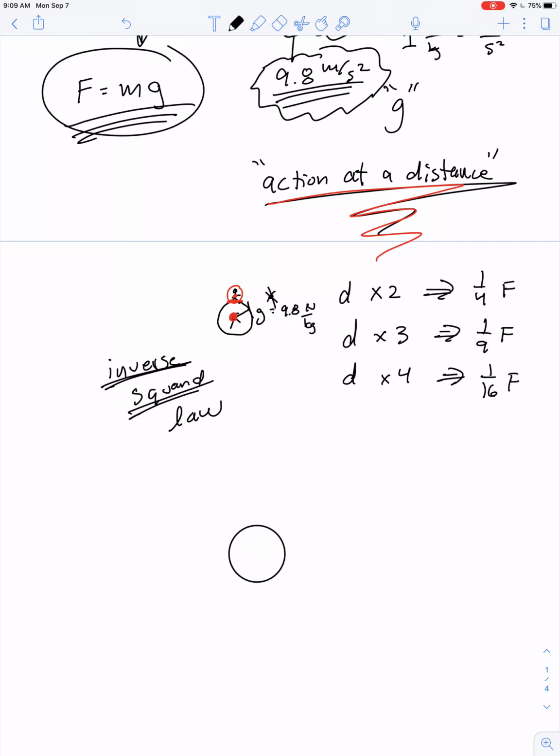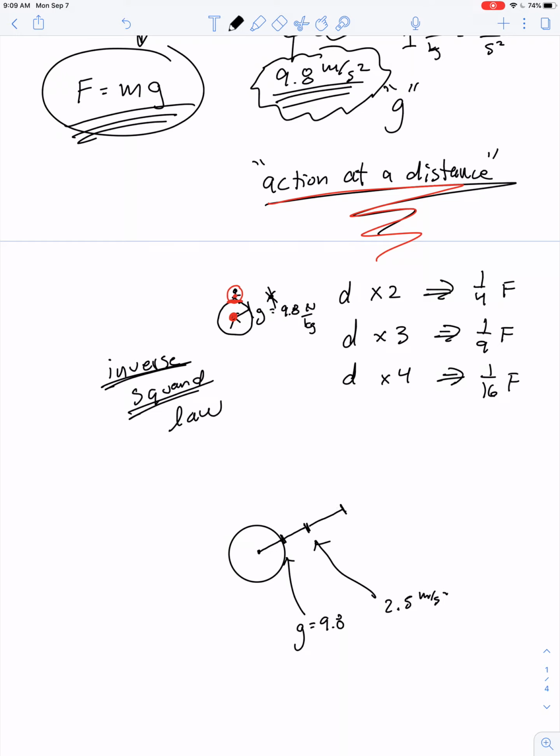There's the Earth. There's a location where g is equal to 9.8. If you go one more Earth radius up above the Earth, that's not a location where the acceleration due to gravity is 4.9. At this point, it would be roughly 2.5 meters per second squared.